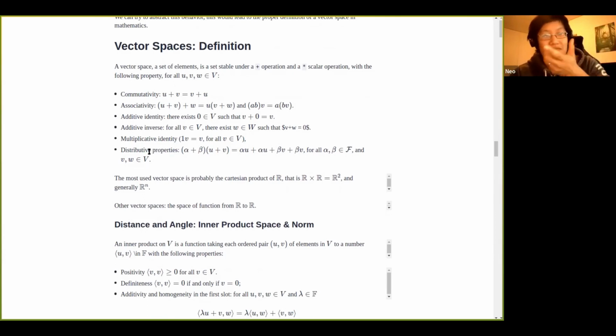So these rules, you kind of say, why do we have this? Because they're kind of natural, but they impose a structure on the vectors, on the space that we're going to use.